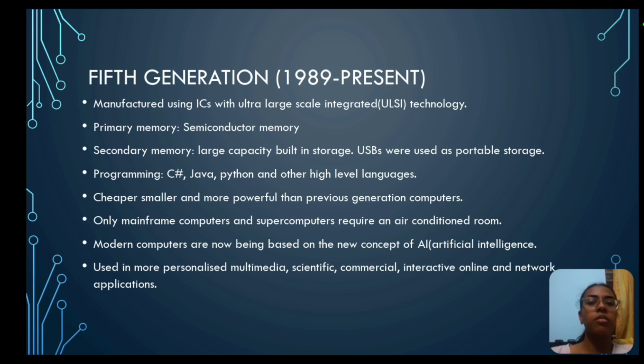Fifth generation computers are cheaper, smaller, and more powerful than previous generation computers. Only mainframe computers and supercomputers require an air-conditioned room to be stored and operated, as other types of computers do not generate much heat. Modern computers are now being based on the new concept of artificial intelligence.